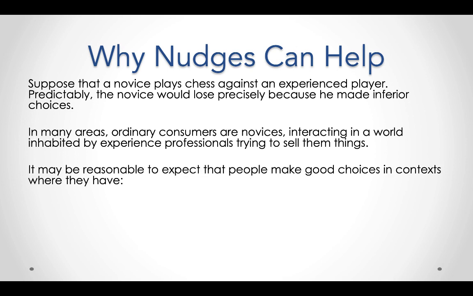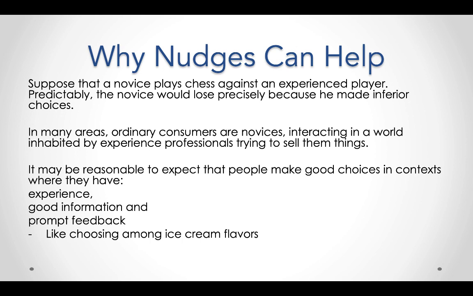But it could be reasonable to expect that people will make good choices in contexts where they have experience, good information, and prompt feedback. Like choosing among ice cream flavors. You know exactly which one you like. You take a lick, and then you know exactly how it works for you, right? If you like it or not, and move on. So you've got experience with it because you've been sampling so many ice creams. You have good information, and you get feedback because you know right away if you like it or not.